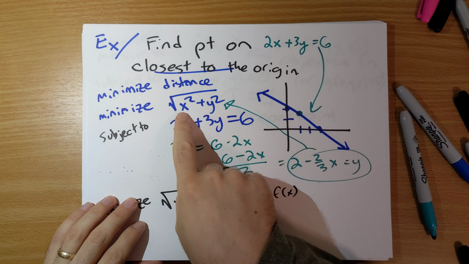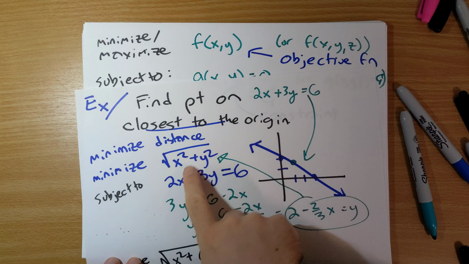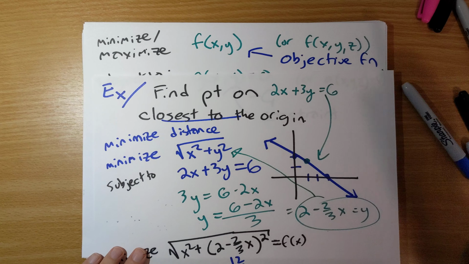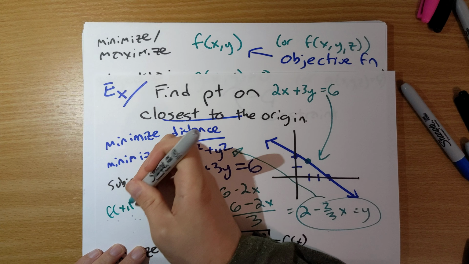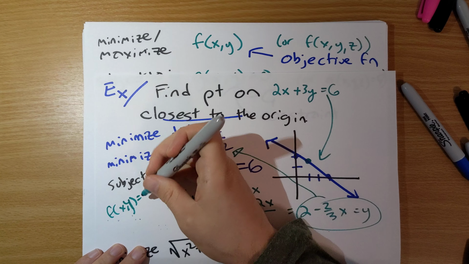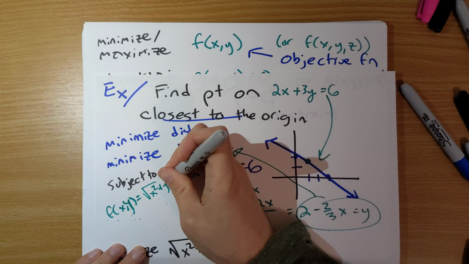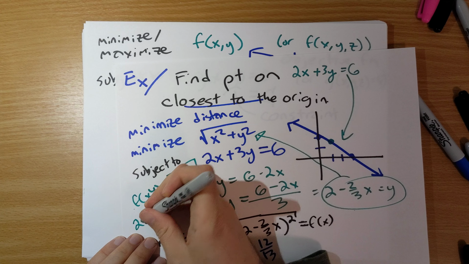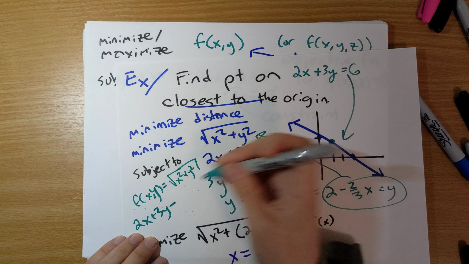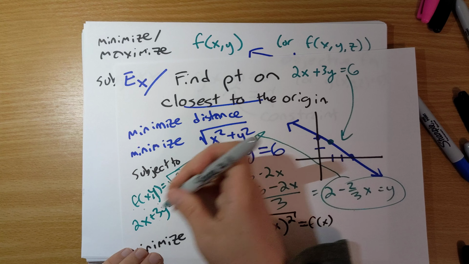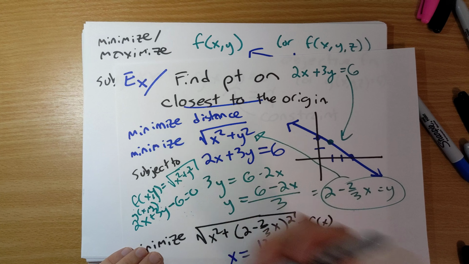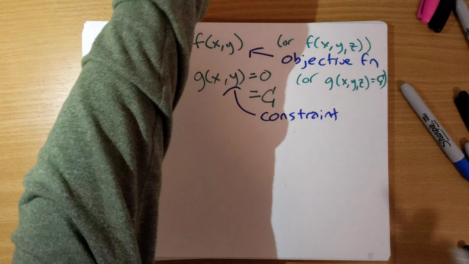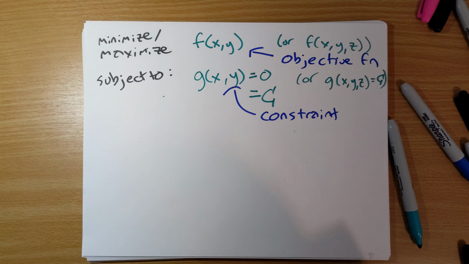So in this case, f of x y is the square root of x squared plus y squared. g of x y is equal to 0. We can write that as 2x plus 3y minus 6 is equal to 0. This is our g of x y. So this is our goal in this section, section 14.8.